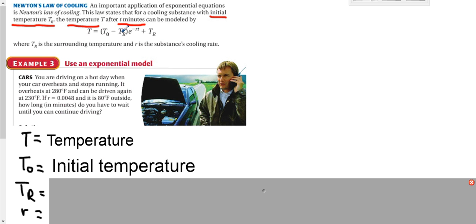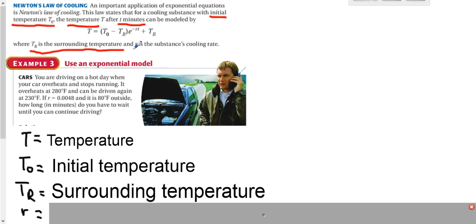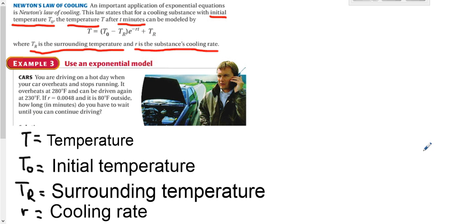T sub R. What is T sub R? Well, if I read through the function, it tells me T sub R is the surrounding temperature. So how hot it is around the object that is trying to cool. And lastly, r is the substance's cooling rate. How fast does this thing cool off? Okay, we've now identified all the variables, so we can go ahead and start reading our application problem and start filling in the values of the variables that we know from the problem.